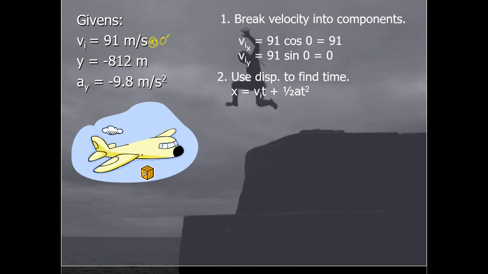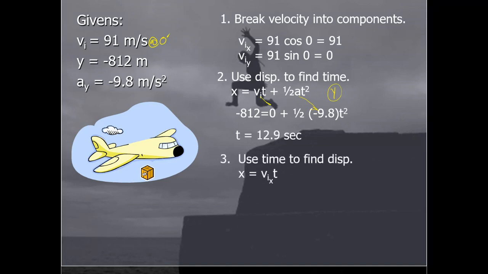Number two, use the displacement to find the time. So which displacement do we know? We know the y displacement, which means we're going to plug in the negative 812 for our displacement. We'll plug in our initial velocity in the y direction of 0, and we'll plug in our y acceleration of negative 9.8. So remember, everything has to be in the direction that we're talking about, which in this case is the y direction. If we solve for time then, we end up with 12.9 seconds for that.